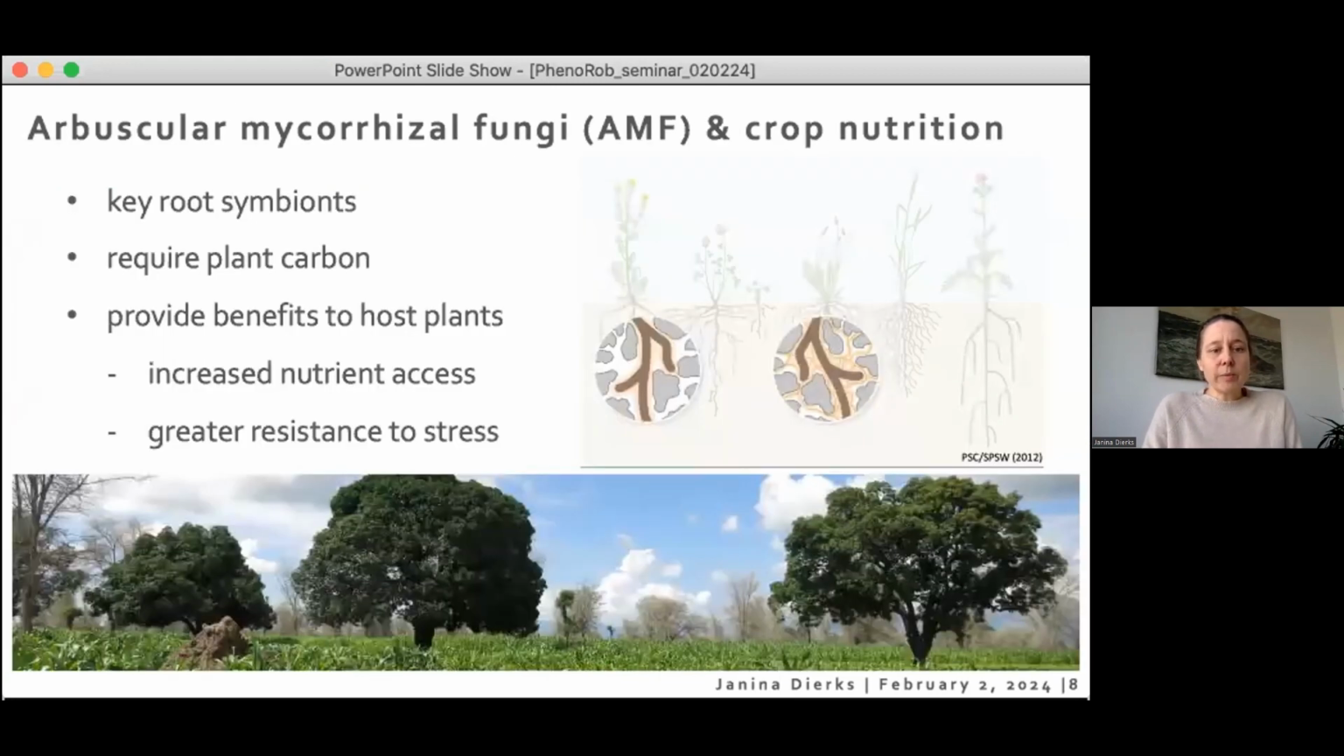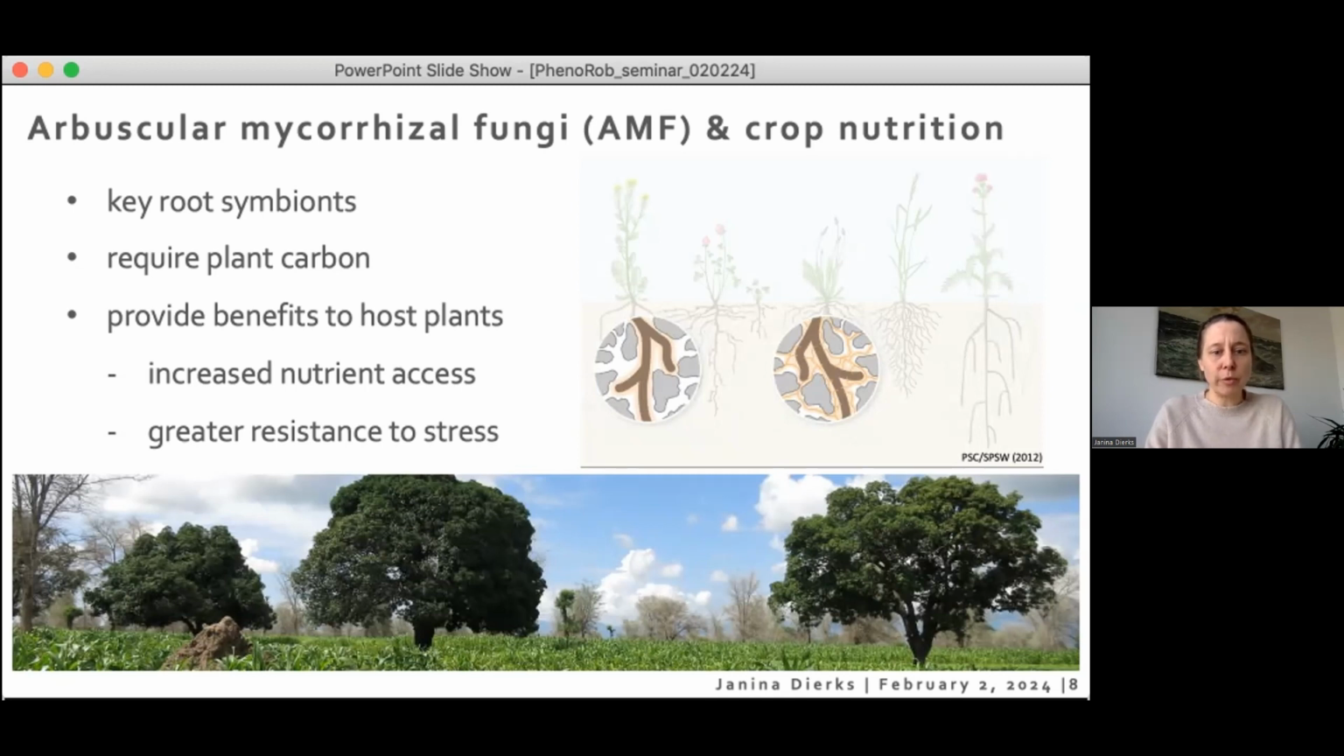Mycorrhizal fungi, or AMF, are key root symbionts that require plants' carbohydrates and in return provide plants with several benefits, such as enhanced access to nutrients, as well as greater tolerance to abiotic and biotic stressors. And let's focus on the role of mycorrhizal fungi in providing host plants with greater access to nutrients.